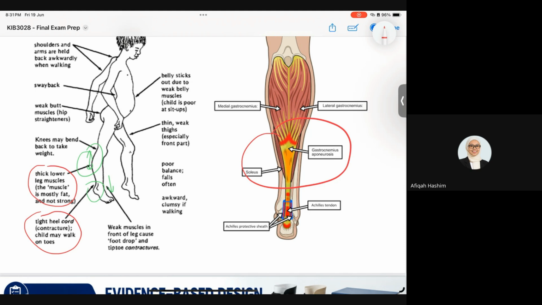So whenever you see a patient, always think of this order first. Which muscle is weak? And then if muscle A is weak, what movement is affected?